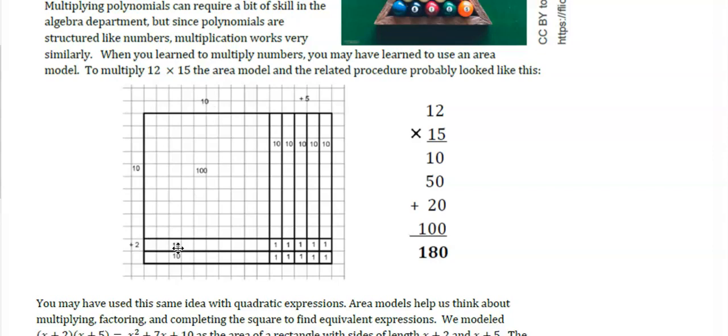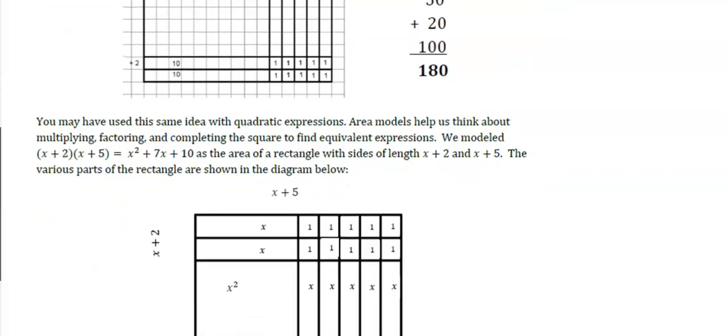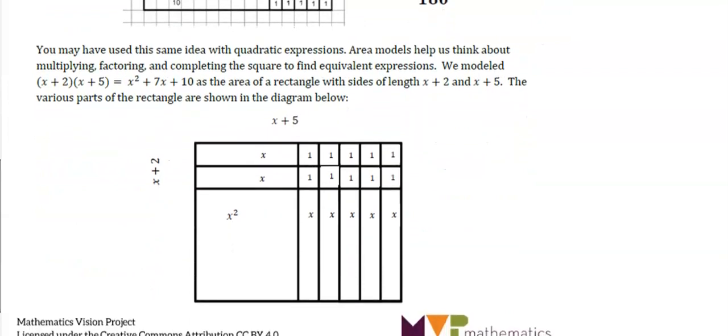10 times 2 made these two 10s, and then 10 times 5 made these 5 10s, and then 5 1s times 2 1s equals 10 1s. So there are the 10 1s, the 5 10s, the 2 10s, and then that big 100 square. Then when you add, you get 180. You may have used the same idea with quadratic expressions.